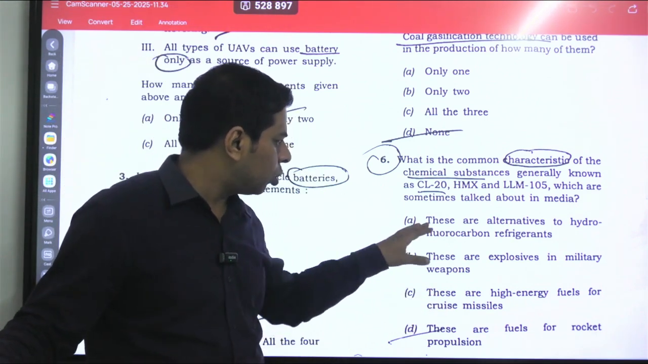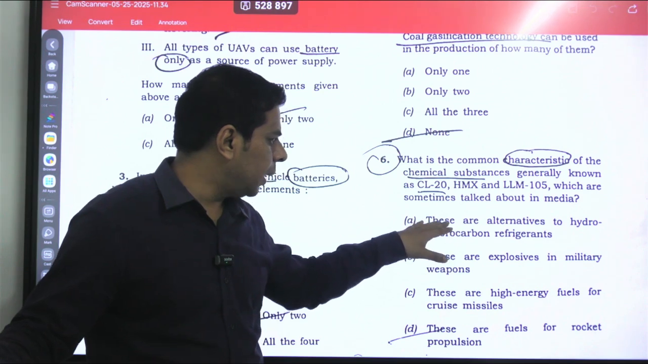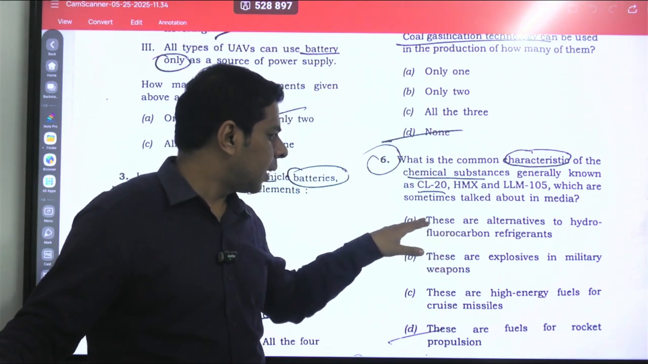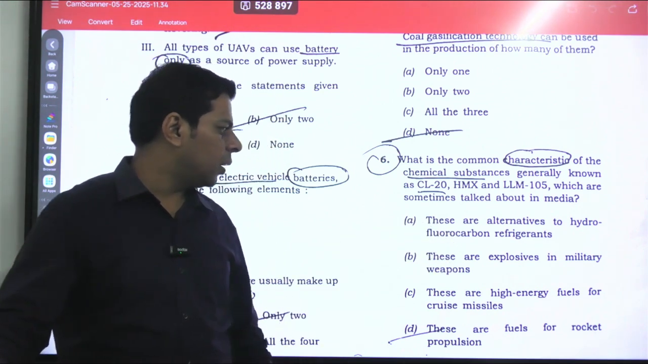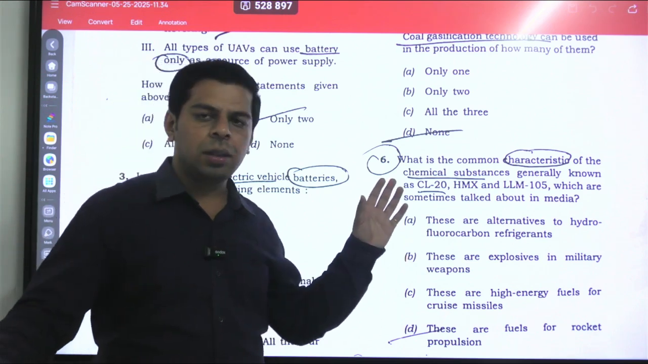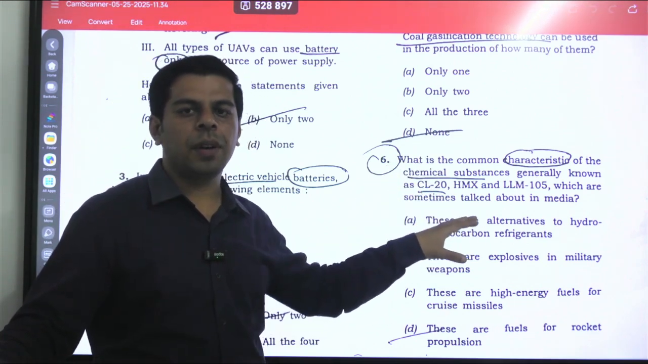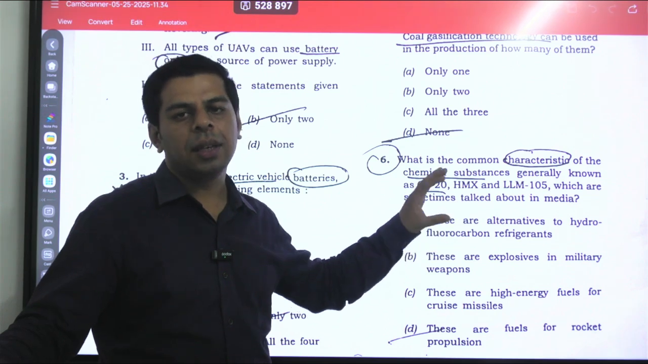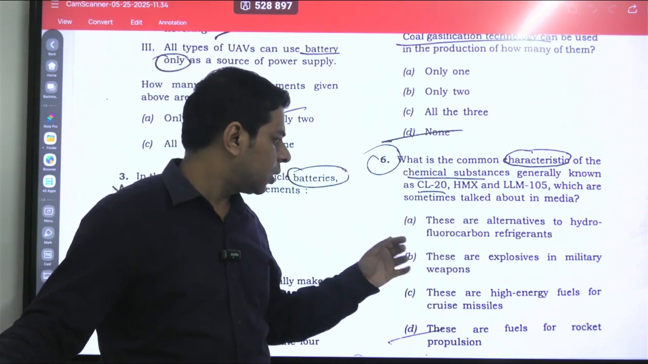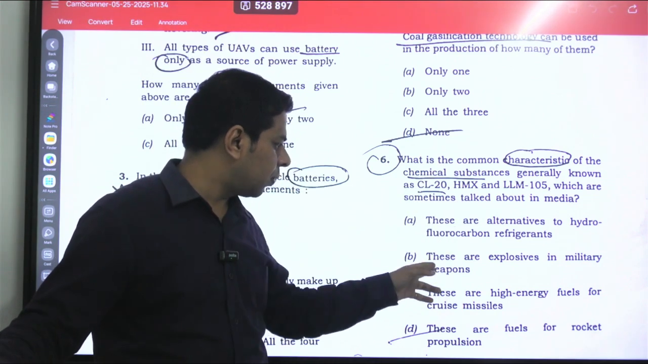Even though the first option could be easily eliminated, we all know that HFCs have to be phased out, and currently the chlorofluorocarbons were phased out, but still we are dependent on hydrofluorocarbons and perfluorocarbons, and new materials are yet to be unleashed. So the first one is not the one. The correct answer for this question is option B.